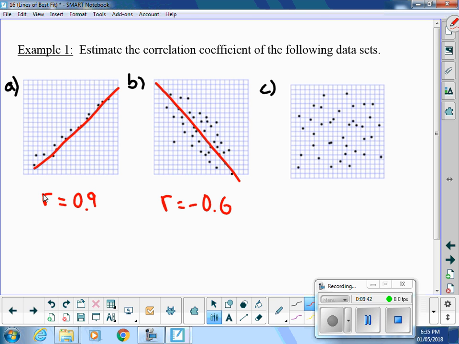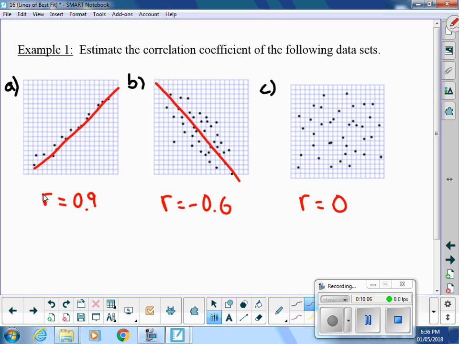For the last one, hopefully you would call this 0. It's way too spread out to have any meaningful pattern there. What you definitely don't want to do is start doing connect the dots and trying to make some kind of cool horse figurine or something like that. That's not what it's for.